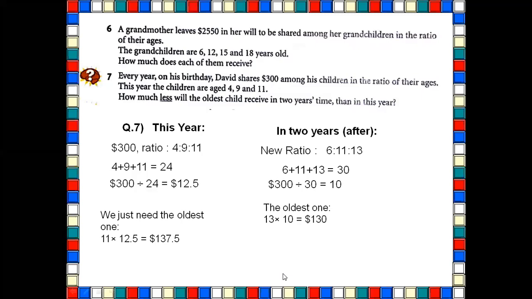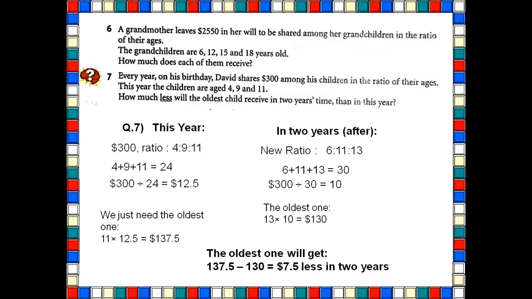Okay, so 137.5 minus 130 equals 7.5. Excellent. So we find just the difference between the money that they get. It's $7.50 less in 2 years. So that was our lesson, sharing in a ratio.